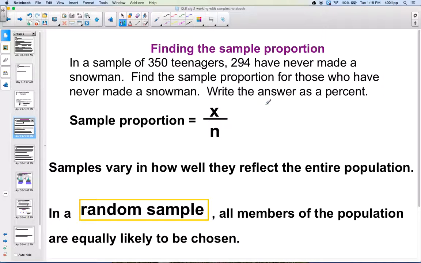So we have 294. That will be in the numerator, 294. We're going to divide that by 350 and then see what we get. So 294 divided by 350 is 0.84, which is 84%. So 84% of teenagers have never made a snowman.